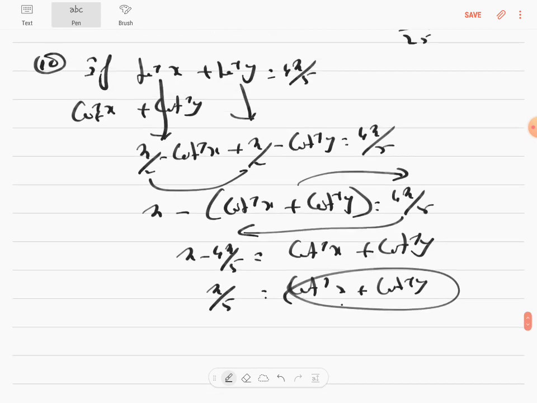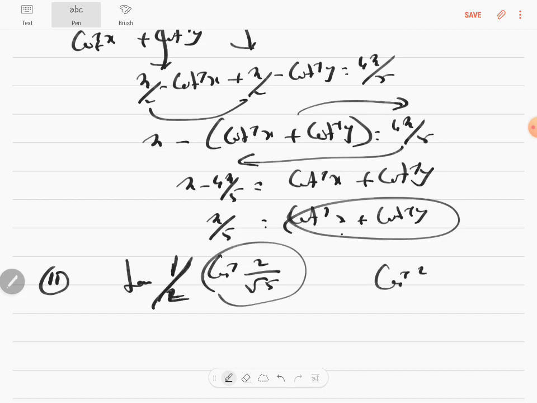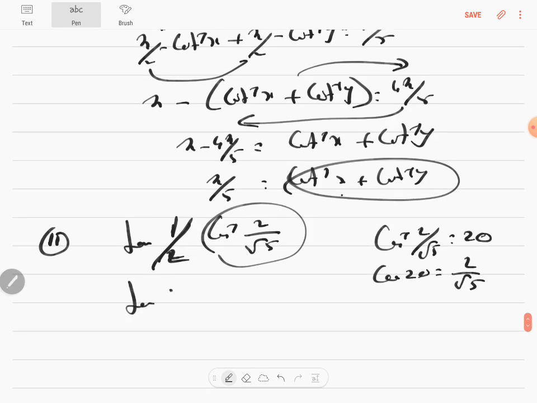Next, let's go to the 11th question. The 11th question is: find the value of tan of half of cos inverse of 2 by root 5. I told you, you don't want a half. So in that case, cos inverse of 2 by root 5, you'll assume it as 2 theta. Thus cos 2 theta is 2 by root 5. And when you substitute here, tan of half of 2 theta will just be tan theta, and you have to find a relationship between these two.